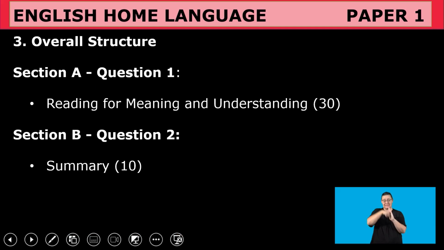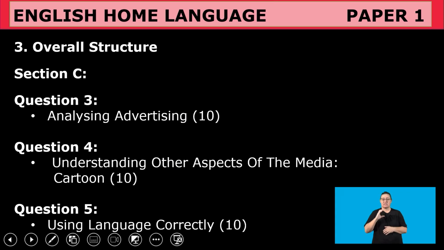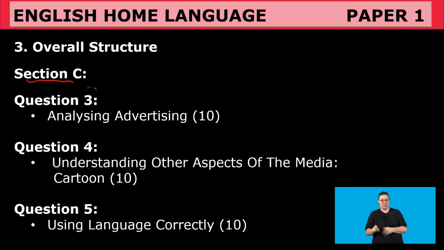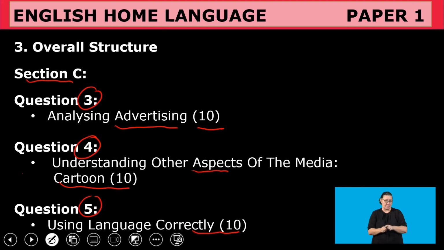If we go into a little bit more detail, the overall structure of the paper: question 1, section A, is reading for meaning and understanding, 30 marks. This is the comprehension. Then section B, question 2, is the summary for 10 marks. And then section C consists of 3 questions. Question 3 is analyzing advertising for 10 marks. Question 4 is understanding other aspects of media, the cartoon, for 10 marks. And question 5 is using language correctly, also 10 marks.